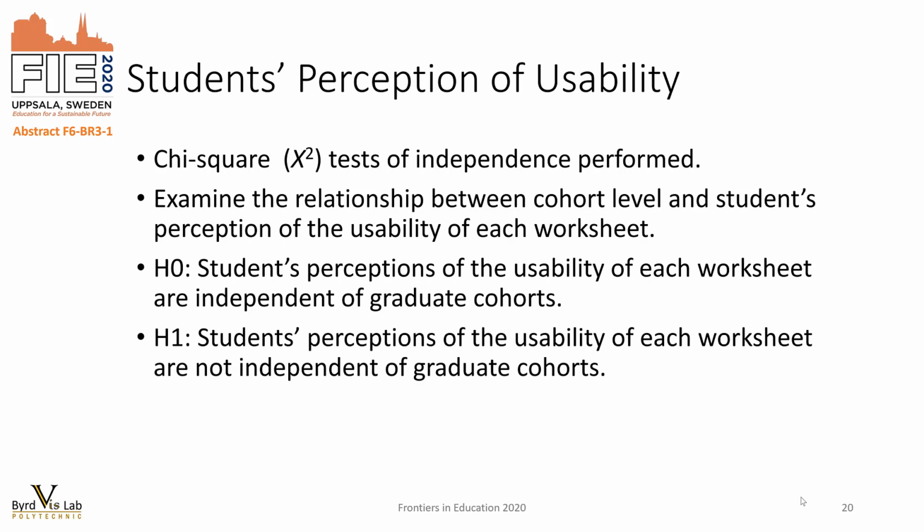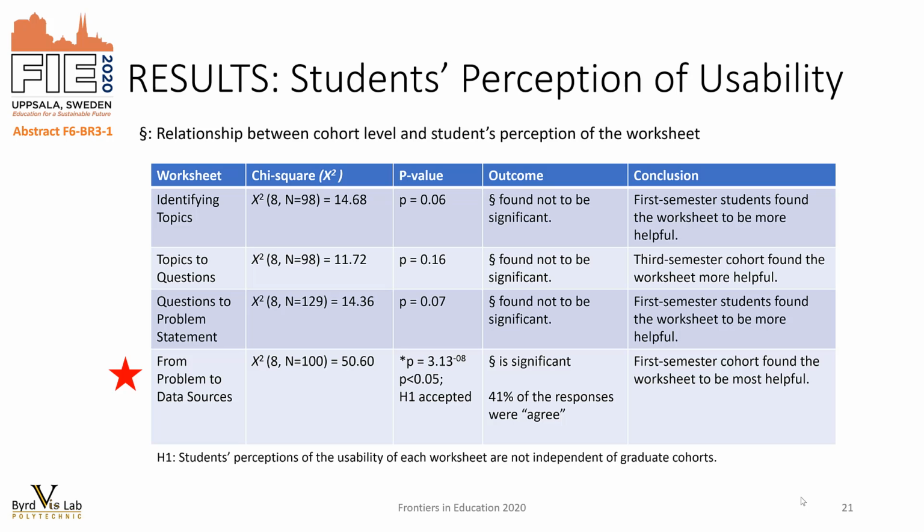Chi-square tests were also performed to examine the relationship between cohort levels and students' perception of the usability of each worksheet. Our null hypothesis is students' perceptions of the usability of each worksheet are independent of graduate cohorts. The alternate hypothesis is students' perceptions of the usability of each worksheet are not independent of graduate cohorts. The results show that there is a relationship between cohort level and students' perceptions of the worksheet from problems to data sources. 41% of the responses were agreed.